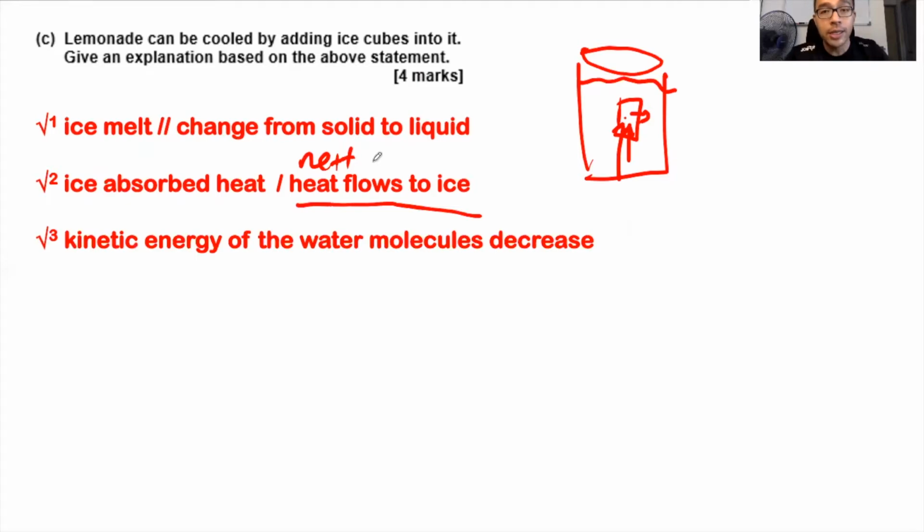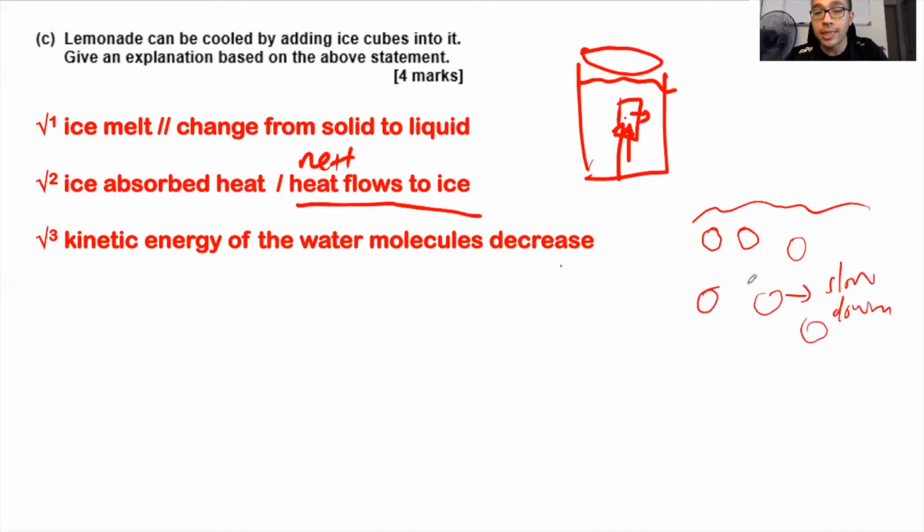Point number 3, the kinetic energy of the water molecules decreases. Because the ice is absorbing all the heat, inside the water, all the kinetic energy of the molecules, they will slow down. The molecules inside the water will slow down, and because the kinetic energy of the molecules is decreasing, the temperature will decrease. Which brings me to a very important point now when we talk about heat.